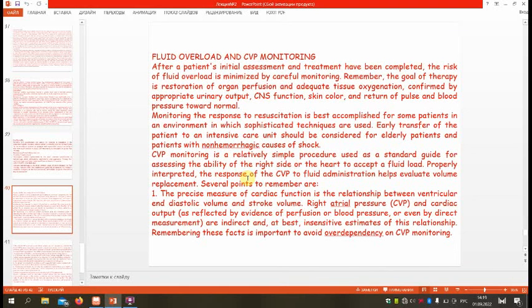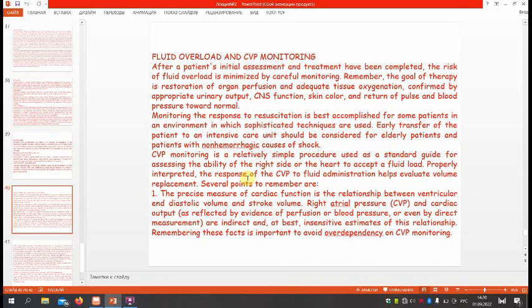Monitoring the response to resuscitation is best accomplished for some patients in an environment in which sophisticated techniques are used. Early transfer of the patient to an intensive care unit should be considered for elderly patients and patients with non-hemorrhagic causes of shock.